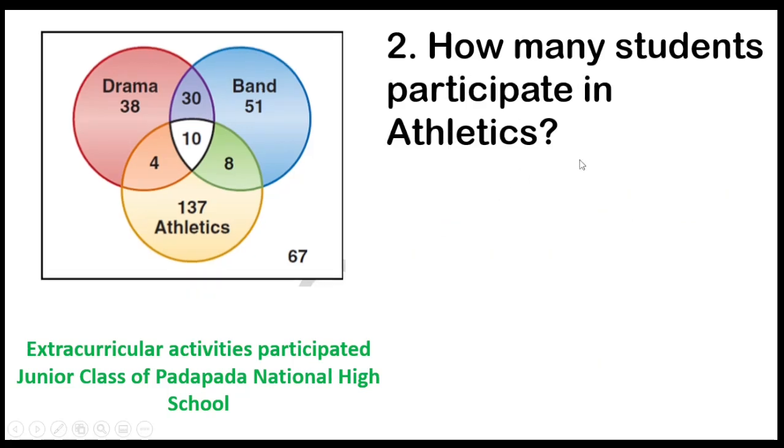Now, next, how many students participate in athletics? Now, look at the illustration. Athletics ang hanap natin. Ito ba 137 lang? Hindi. Because we are dealing with the students who participate in athletics. Remember that this 4 also participates in athletics, so counted pa rin sila. This 10 also participates in athletics, so counted pa rin sila. 8 students also participated in athletics, so counted pa rin sila. For you to get the number of students who participated in athletics, add mo itong buong circle or buong illustration ng athletics, which is 4 plus 10 plus 8 plus 137, which is equal to 159.